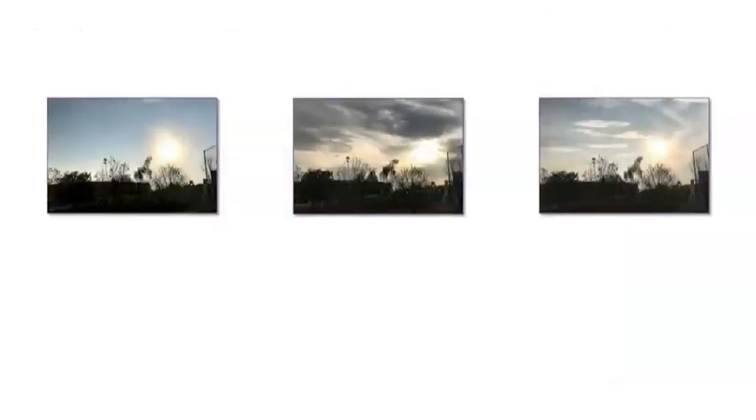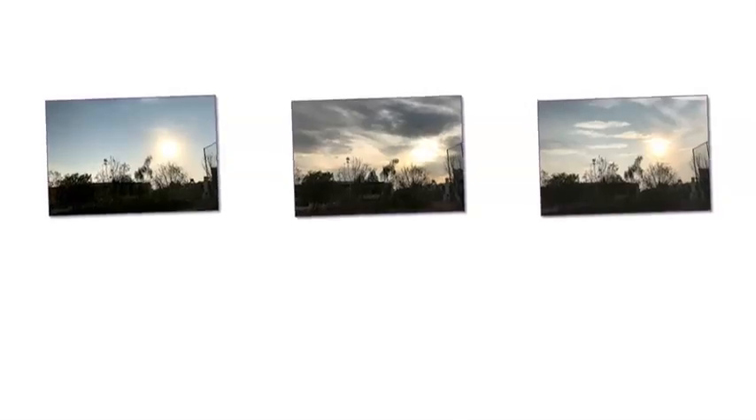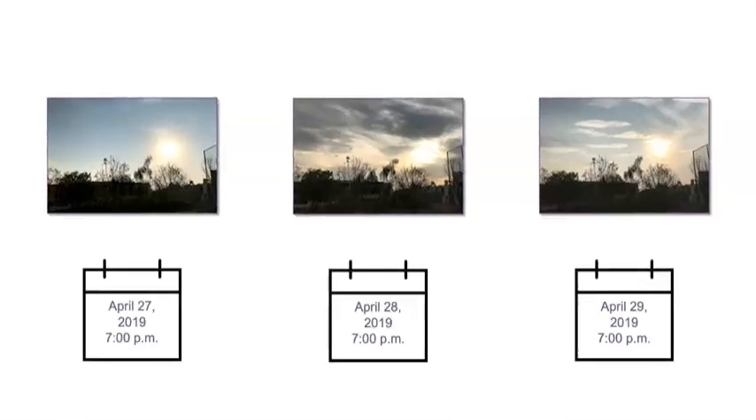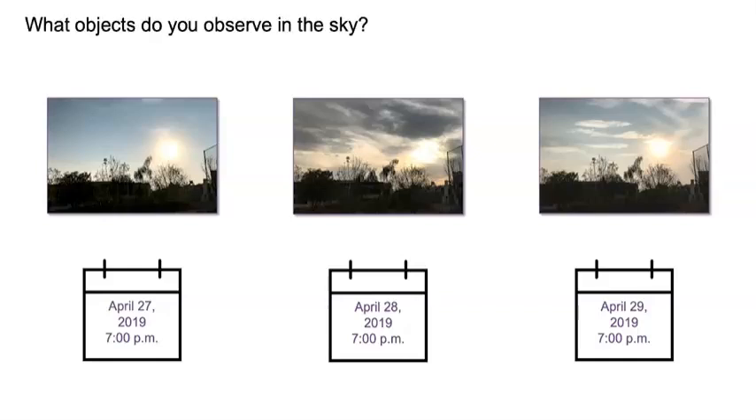Let's look at the sky for 3 days to see whether we can find any patterns. These photographs of the sky were taken at the same place at the same time for 3 days in a row. What objects do you observe in the sky? Do you notice the sun in each of the photographs? If so, well done. What else do you notice? I see different types and amounts of clouds. How interesting. What patterns do you notice about objects in the sky?